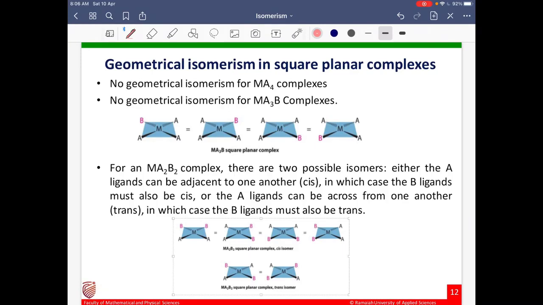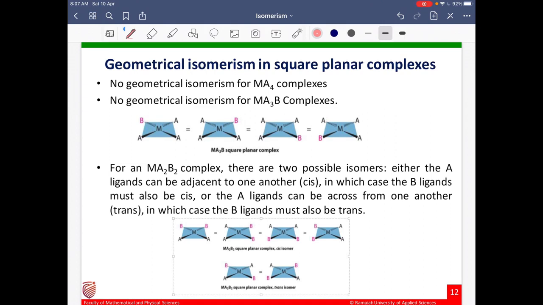In square planar complexes, no geometrical isomerism for Ma4 complexes. So in square planar complexes, if all the ligands are the same, that's why we call it Ma4. M stands for the metal and A stands for the ligands. All ligands are same, then there will not be any geometrical isomerism. Reason, because in Ma4 complexes, all vertices of a square are equivalent. It does not matter which vertex is occupied. So there will not be any geometrical isomerism for Ma4 complexes.